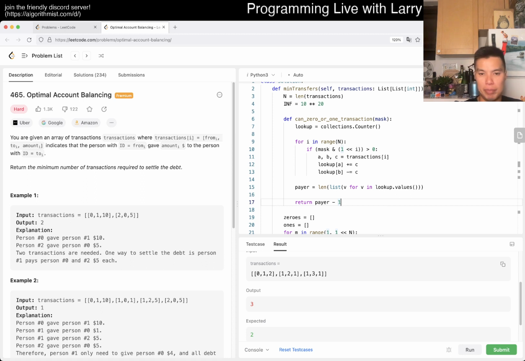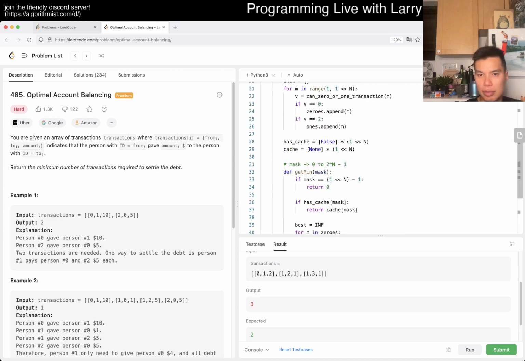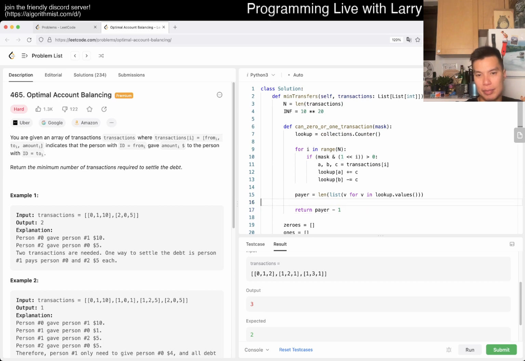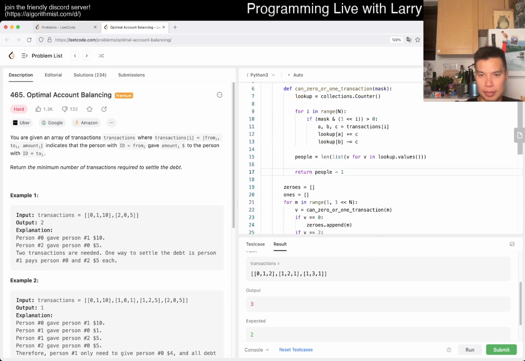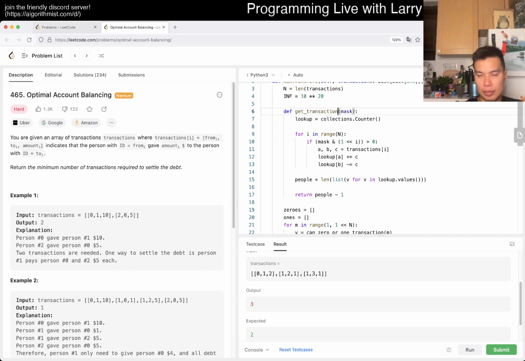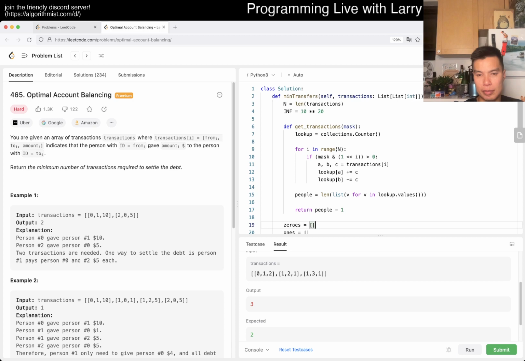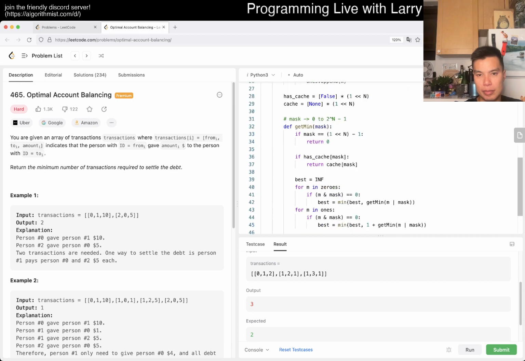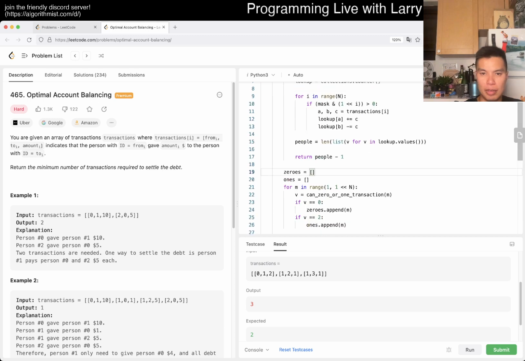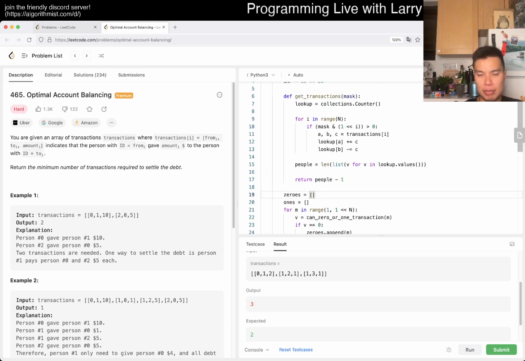There's one payer and two receivers, so that would take two transactions. 4-2, maybe? I don't know if this is quite right. Also, because if this is right, then we don't need all this thing. We just kind of do this math with it, right? So this cannot be right.